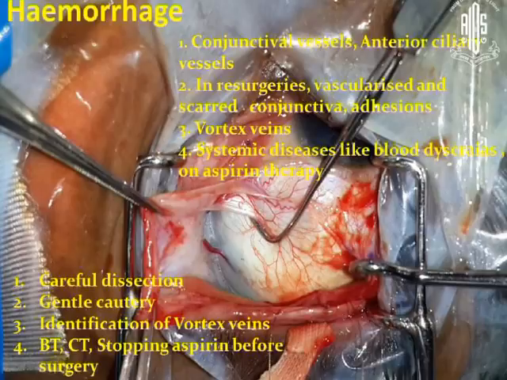So how to avoid this? Careful and meticulous dissection will avoid bleeding in such cases, and gentle cautery can be used on the muscles sometimes. As I already mentioned, identification of vortex veins has to be done, and sometimes you might have to go for a bleeding time and clotting time when you suspect patients with blood dyscrasias. When you operate on a cardiac patient, it's better to stop aspirin before surgery at least for a week.